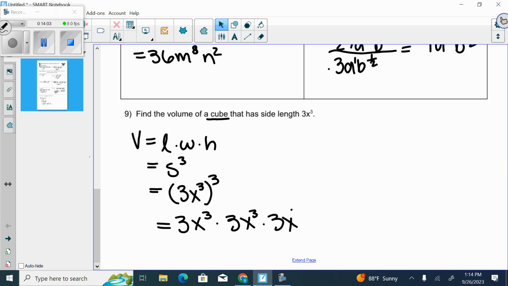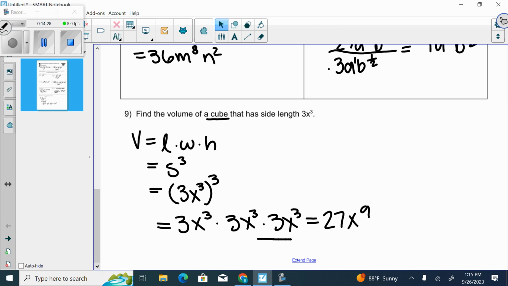So yes, I do multiply the 3's first. We already have done that one time. So 3 times 3 times 3 is 27. And we add up our x's. Yeah, 3 plus 3 would be 6, plus 3 more would be 9. That's where that 9 comes from. Okay?